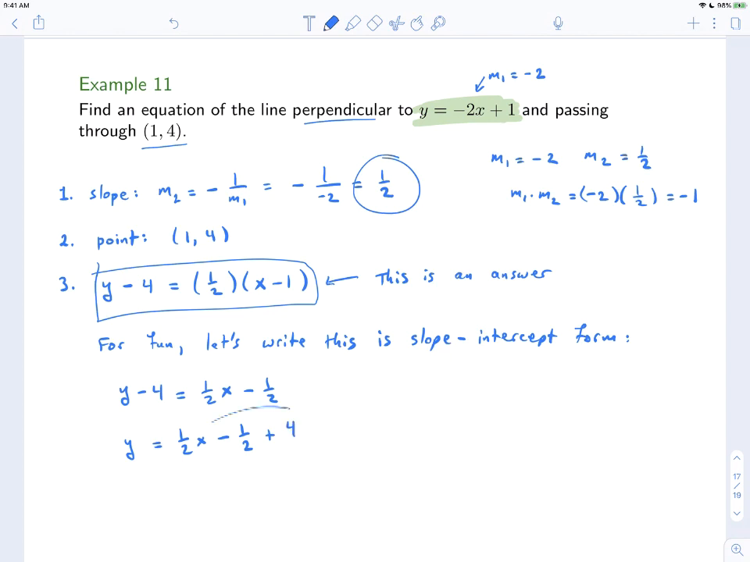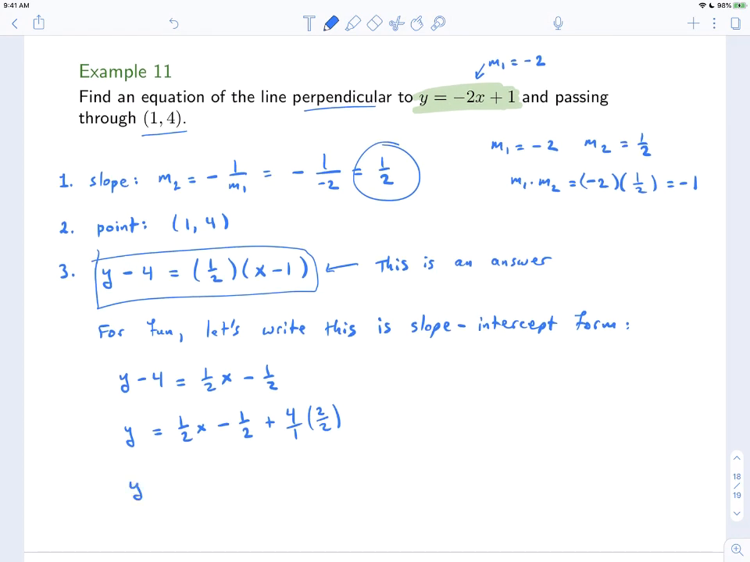Now in order to combine these fractions, I need to give them a common denominator. Maybe we don't think of 4 as a fraction, but it's 4 over 1, so that's still a fraction. We want the same denominator, so we multiply by 2 over 2. That gives us y equals 1/2 x minus 1/2 plus 4 times 2 is 8 over 2. So 8 over 2 is 4. That's what we started with. So 4 is the same as 8 over 2.